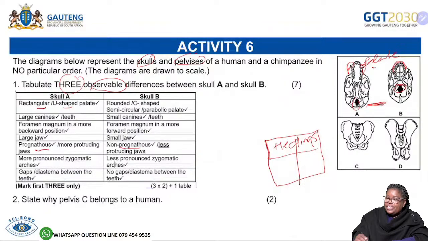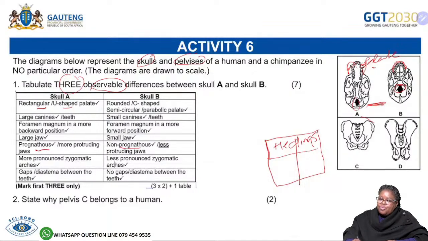Gaps, diastema between the teeth. These are the gaps that we have indicated. And then this one, there are no gaps or there's no diastema between the teeth. That is skull B. So by mere looking, before you can even respond to the question, looking at the features here, looking at all the characteristics, you can identify whether this is human or this is other primates.